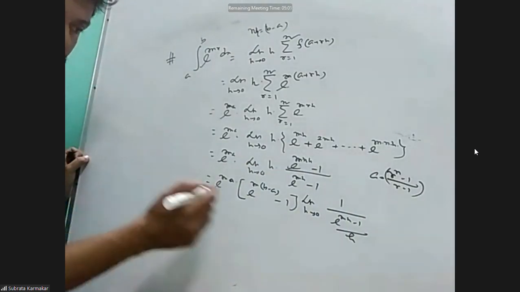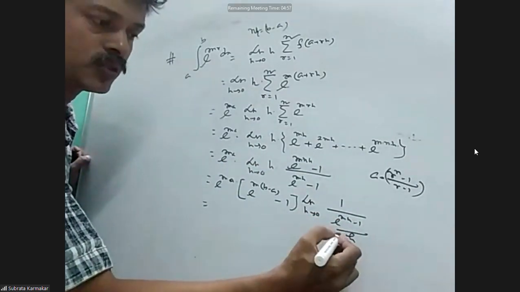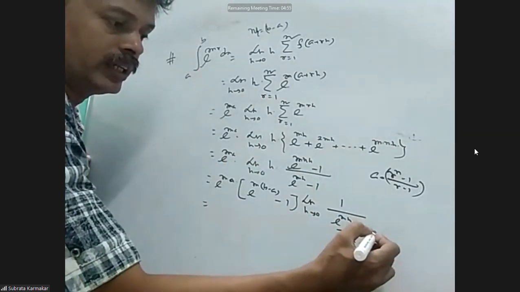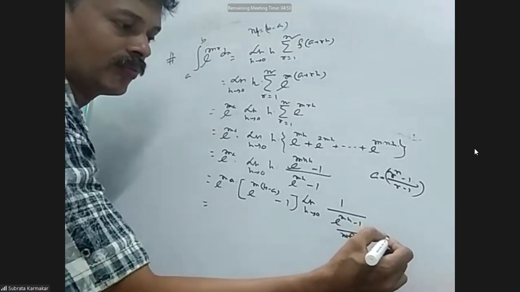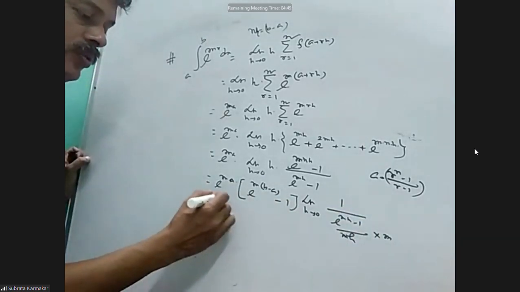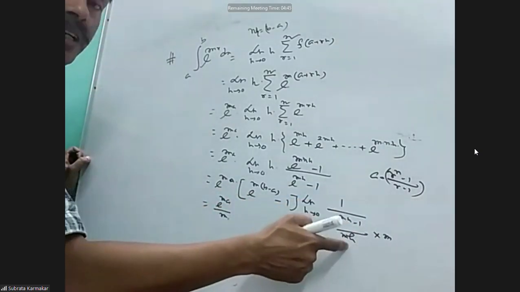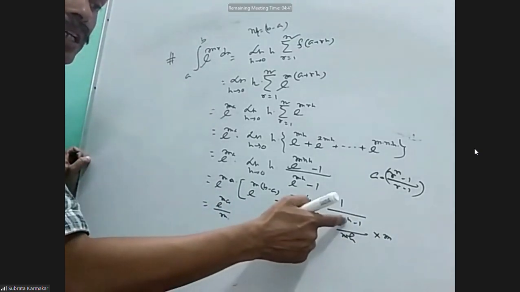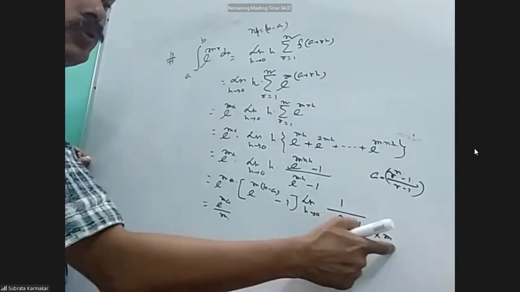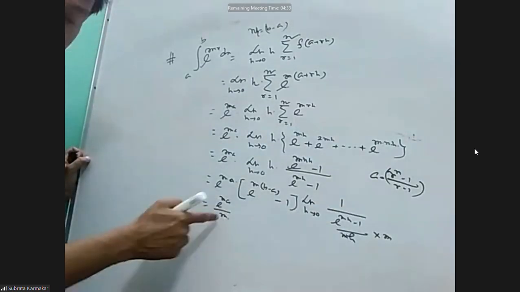Yes, e^x minus 1 by x formula. So make it m, and here you multiply by m. Divide by m into m, so 1 by m you can take out. So e^(ma) by m. Limit h tends to 0, x tends to 0. So here (e^(mh) minus 1) by mh into m. This m extra we have multiplied and divided, so 1 by m we can take out.